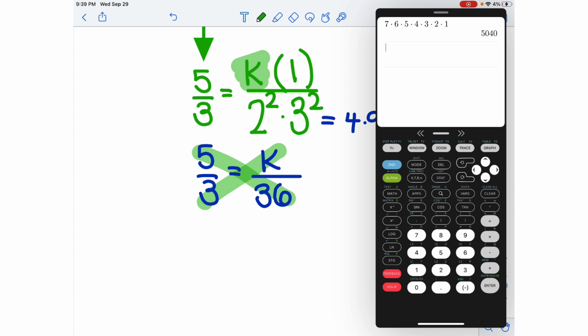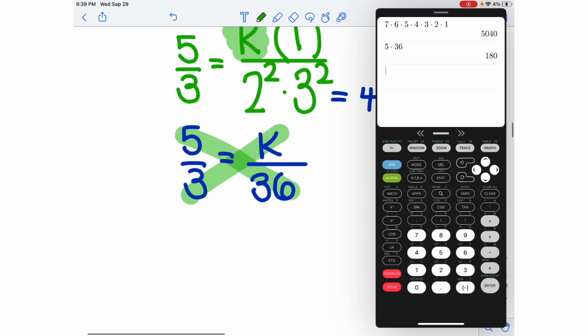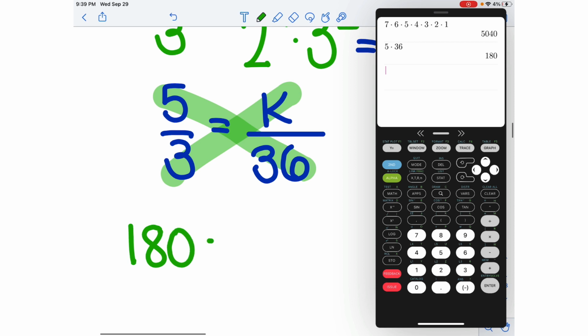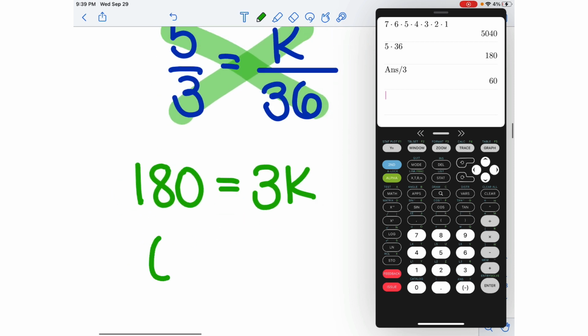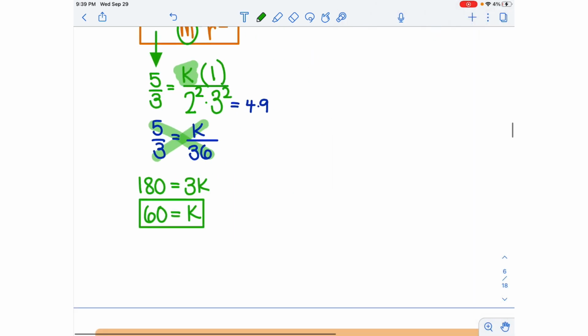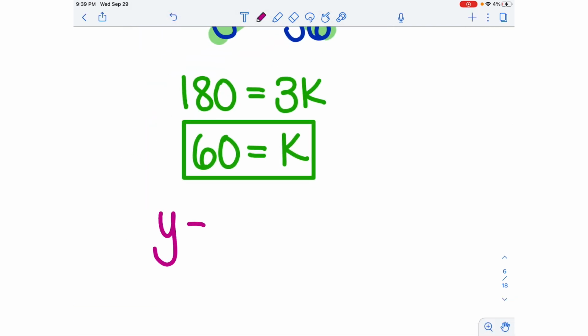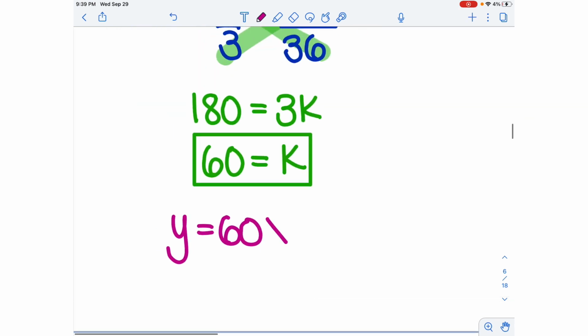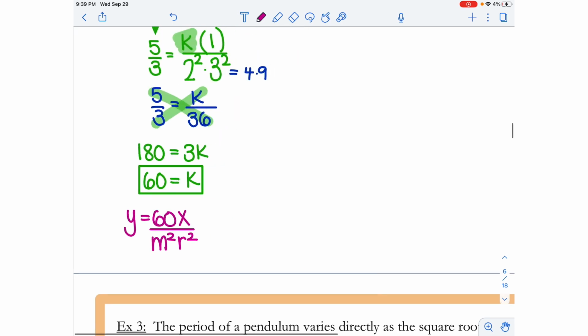Don't hesitate to bring out your calculator if you need it. 5 times 36 is 180 equals 3 times k. And we could probably do this in our head. Sure enough, we get 60 equals k. Beautiful. Now that's not the answer, that's just that k value, that constant value. So my new formula is now y equals, replace the k with the 60. 60 times x over m squared r squared. So we are now going to use this new formula to actually answer the question.